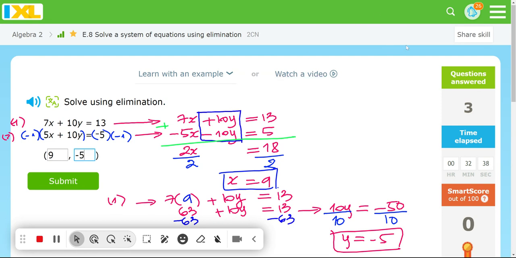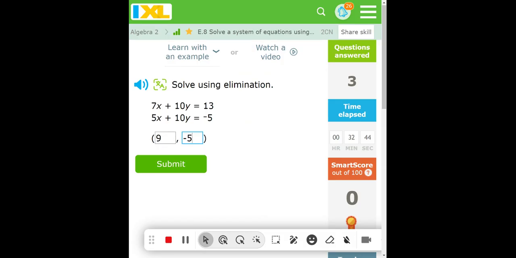Now everybody pay attention. On the board over here, I do a split screen, and I got my calculator. Now, calculator on the first equation, 7x plus 10y. What's the x value? 9. What's the y value? Negative 5. Bingo, it comes out 13.